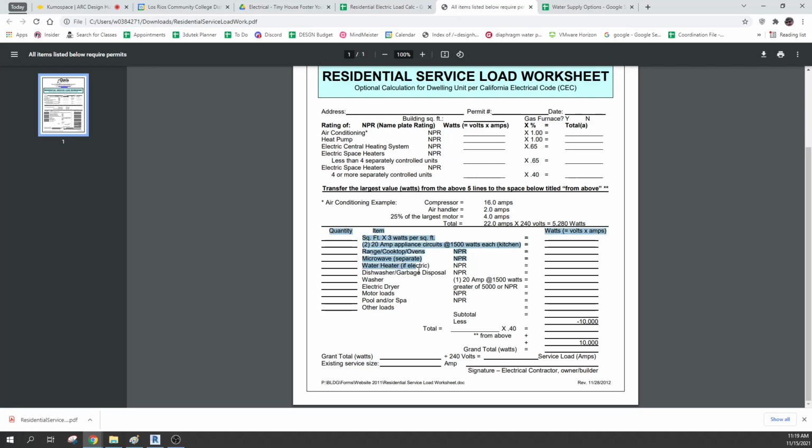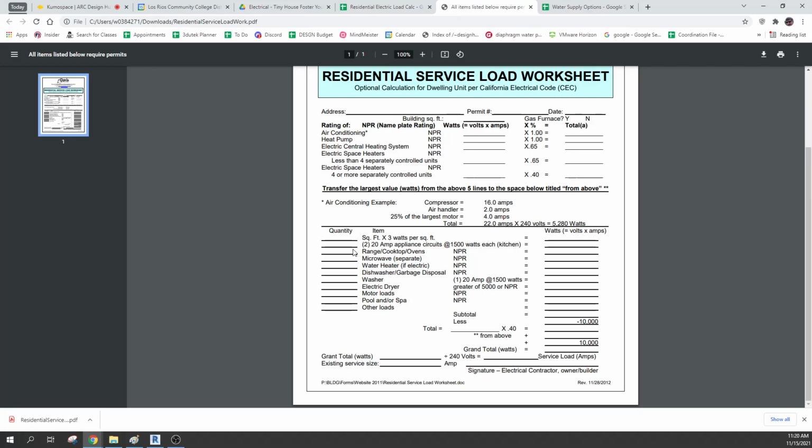Then you start adding stuff up. And now they didn't really use the same figure, but you're going to come up with watts over here again. So the first thing you do is you take your square foot times 3 and you add that in there. If you've got 200 square foot, that's 600 watts. If you have 2,000 square foot, it's 6,000 watts.